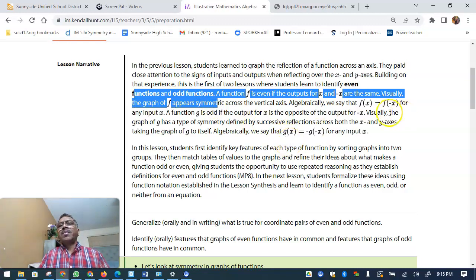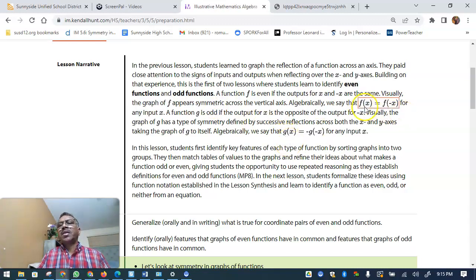So how do we know something is an even function? Here it is: f of x equals f of minus x. For the opposite input, the output is the same, or in other words, when you reflect over the y-axis, the graph matches. So that's an even function.